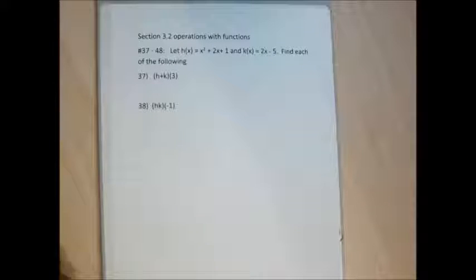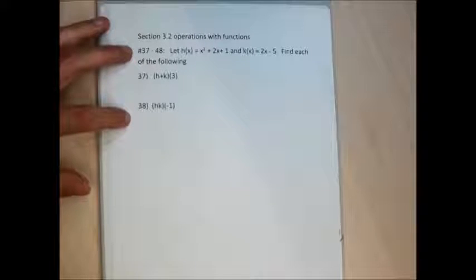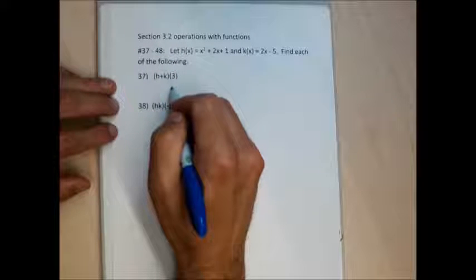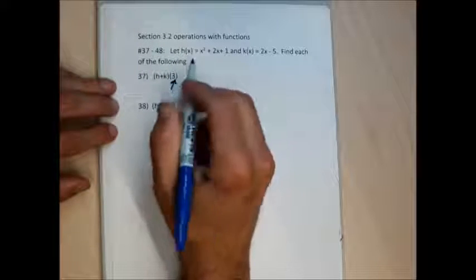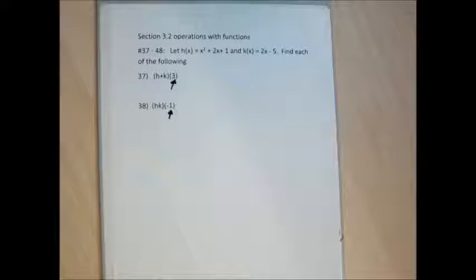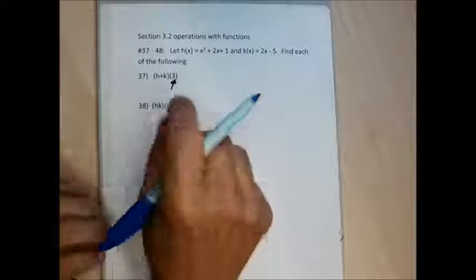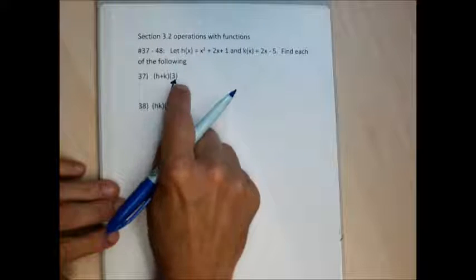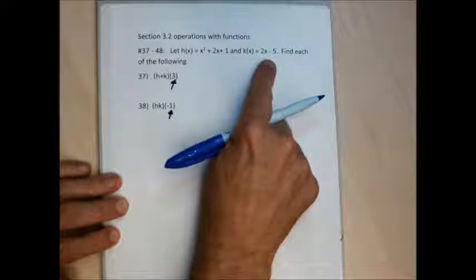Alright, hopefully this is the last part of section 3.2. It starts off with similar questions to the first part. The big difference in parts 37 through 48 compared to the last few problems that we did is that there's a number in the parentheses instead of a letter, and that makes it actually quite a bit easier. So what I ultimately need to do for each one of these problems is take the number that's in the parentheses and plug it in for the appropriate x's.